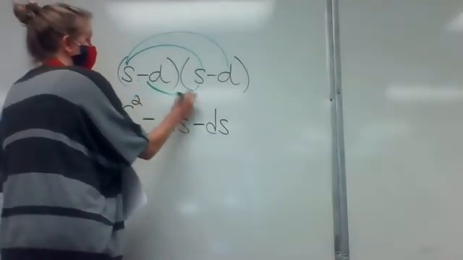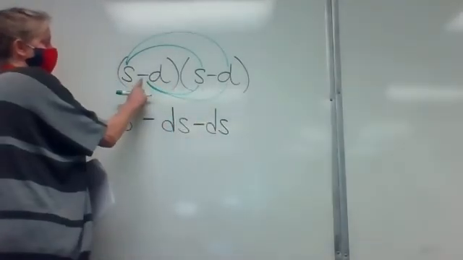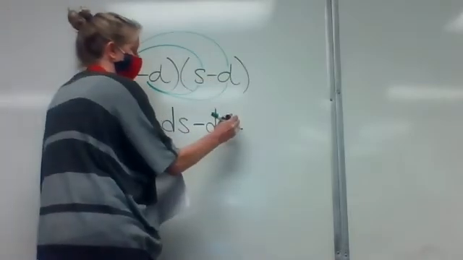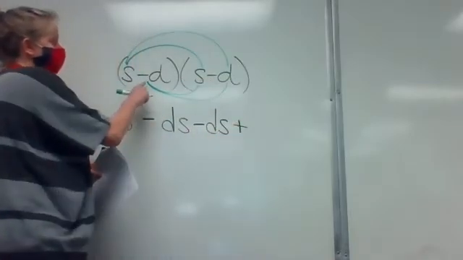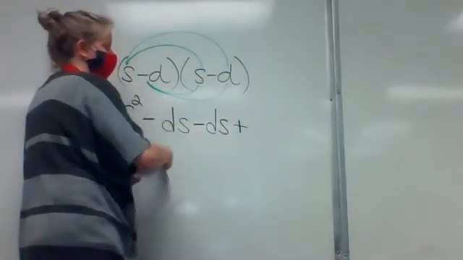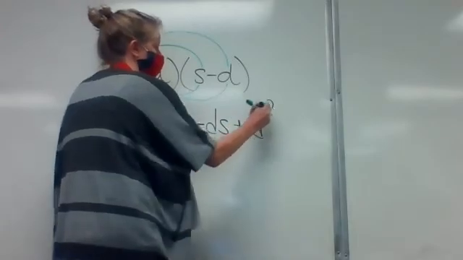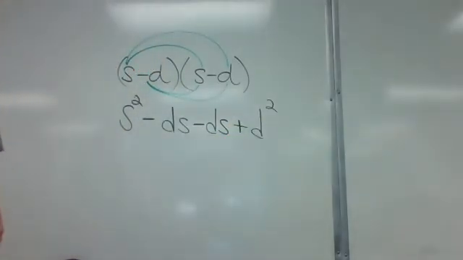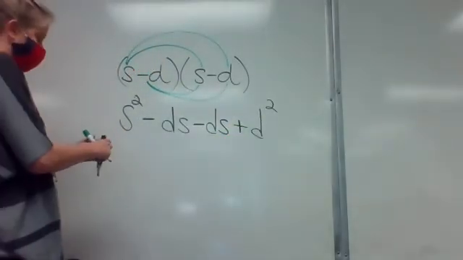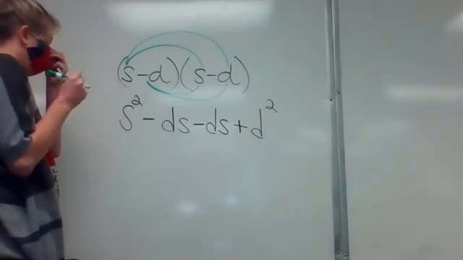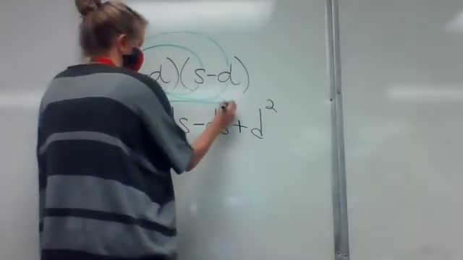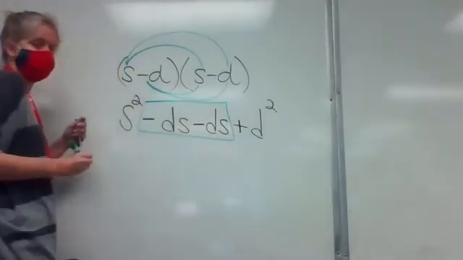And then the last, negative times a negative. Negative times a negative always gives me a positive. And then what do I have? I've got D times D, which is D squared. So let's see. Again, a lot of times after you FOIL, the middle two terms will be like terms.